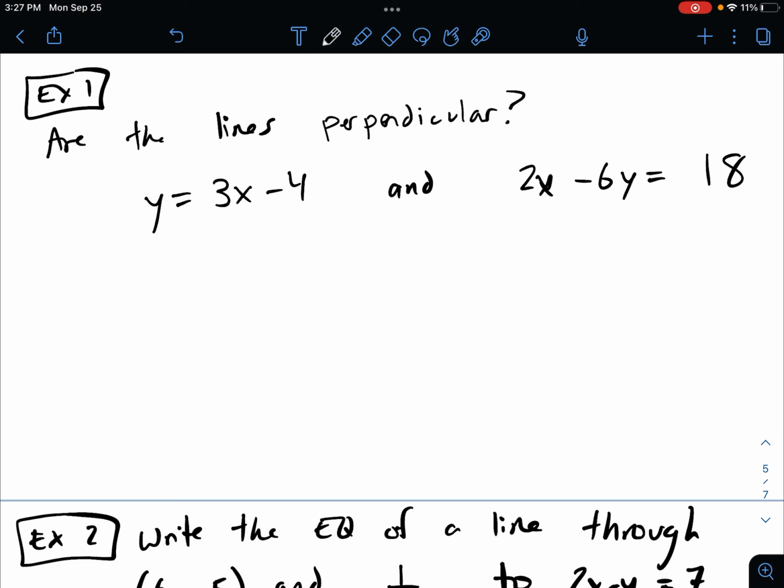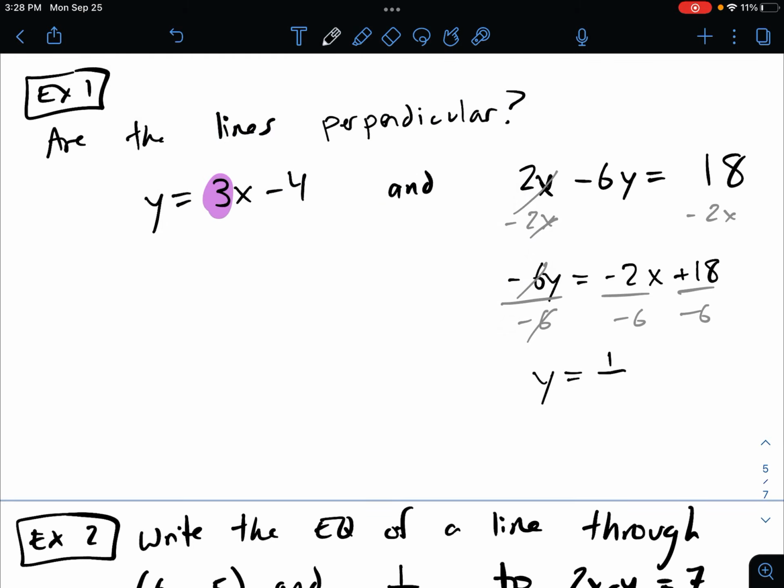So in this first example, are these lines perpendicular? Well, we know that the first line has a slope of 3. So if I rearrange this in slope-intercept form, we're going to subtract 2x on both sides. That leaves me with -6y equals -2x plus 18. And then we're going to divide everything by -6. And we end up with y equals, when we reduce, 6 we get positive 1/3 x, and then 18 divided by 6 is -3. So if I look at this slope here, we can see that it's 1/3.